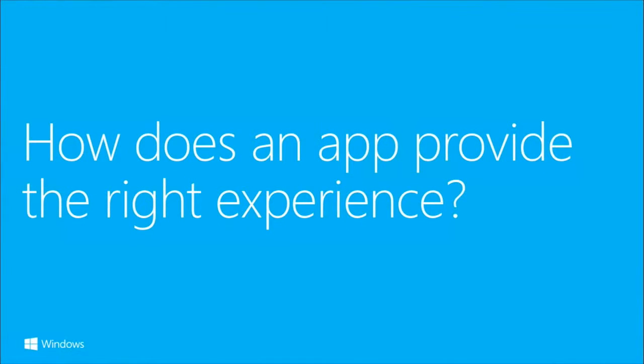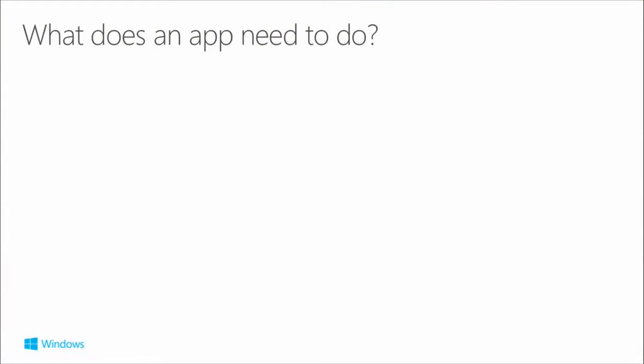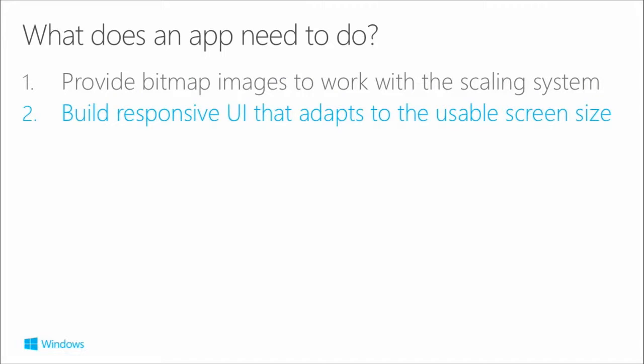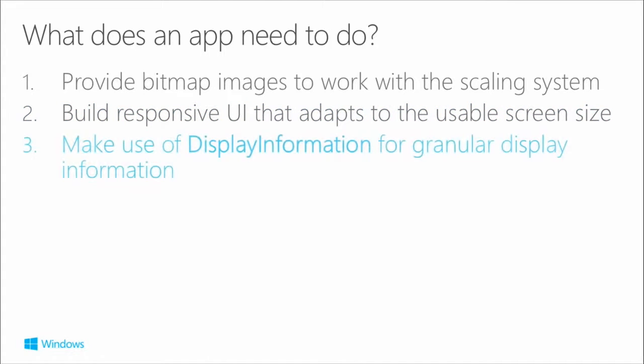So how does an app provide the right UI experience on a given device? First of all, we need to make sure that our bitmap images are working with the scaling system. We want to make sure that we have the right high resolution content for the right high resolution devices. We need to build a responsive UI that adapts to that usable screen size. We want a UI that's going to give more space where it has more space, and maybe even hide elements where there's not enough room to show them.